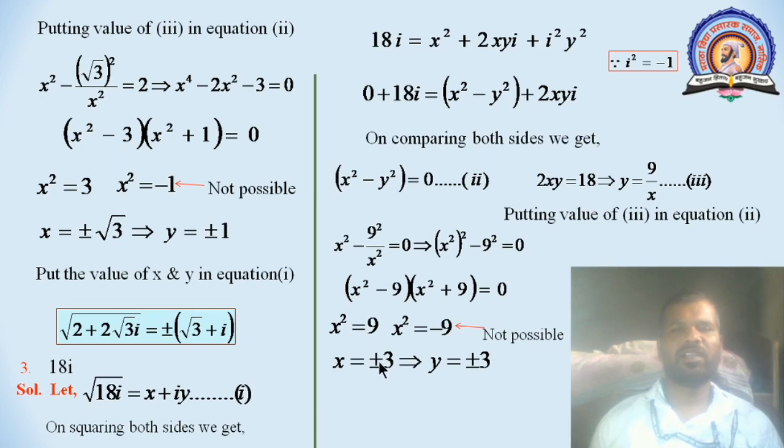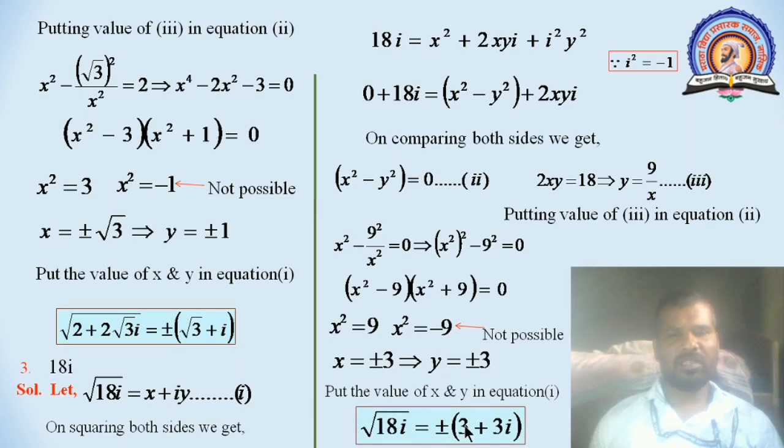Put that value in equation number 3. So, y is equal to 9 upon x. X is plus or minus 3. So, 9 upon plus or minus 3 gives y is equal to plus or minus 3. Now, put that value of x and y in equation 1. So, the square root is equal to plus or minus (3 plus 3i).